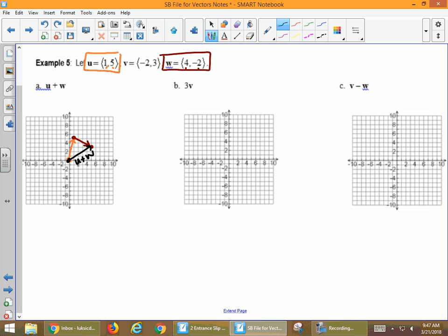The other thing that you can do on the quiz for me, if you would like, is add your components. 1 plus 4, 5 plus negative 2, and get that vector. 5, 3. And that should be what we just drew. Over 5 up 3. That is the plus. Questions on that?